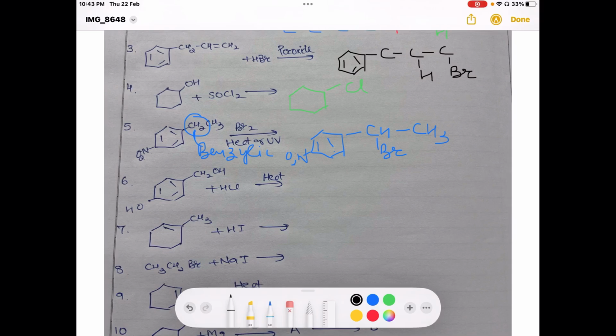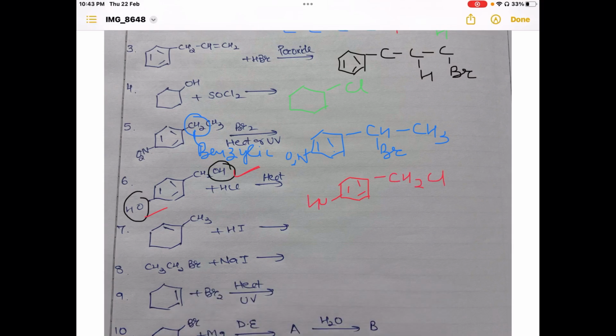Next, HCl. So we have two OH groups here. This OH group is alcoholic, whereas this one is phenolic because it is directly attached to a benzene ring. So alcohols are more reactive than phenol. In case of phenol, because of the plus R effect, a partial double bond character is there. That's why nucleophilic substitution reaction doesn't take place easily in this case. So this OH, that one is replaced by Cl here.